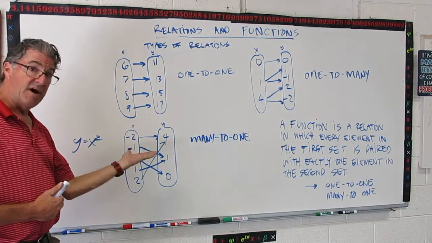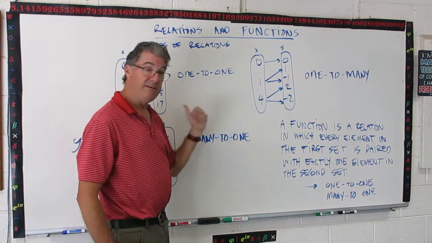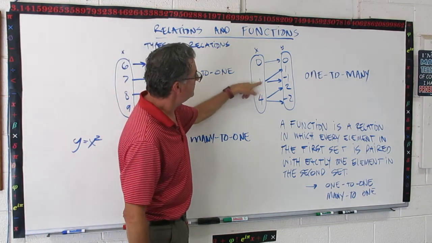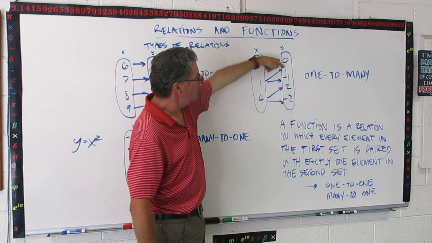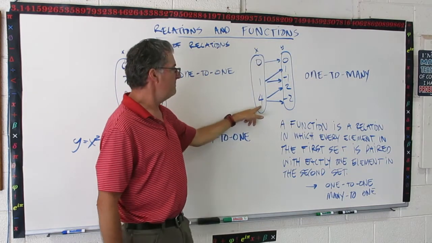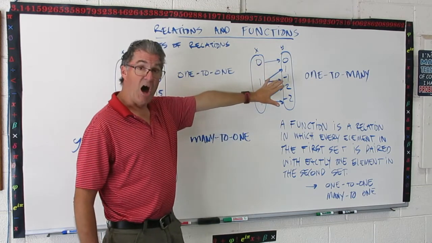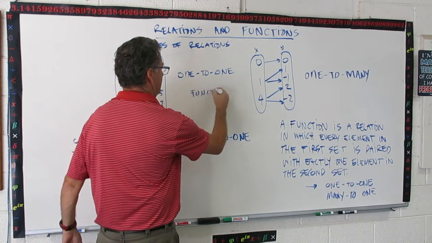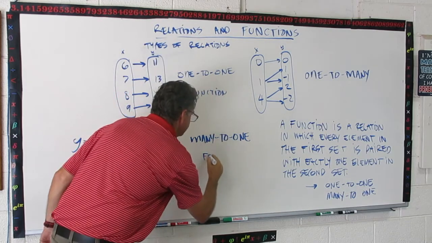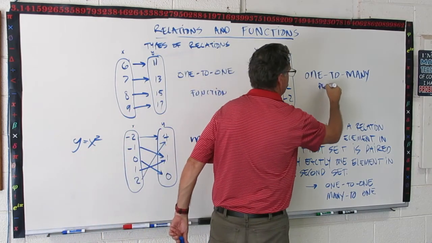So many to one fits this definition. But check out, one to many does not, because one here will map to more than one element in the second set. One can be either 1 or -1. 4 can map to either 2 or -2. So this relation is not a function. So this one is a function. This one is a function. And this one is a relation.